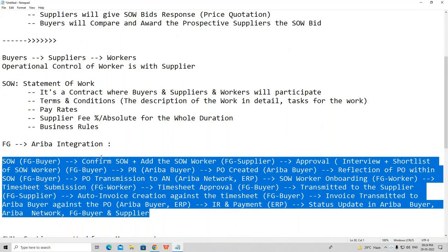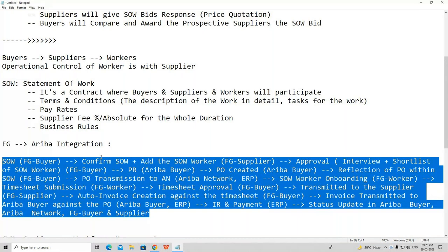Let's suppose we do not have the Ariba buying solution, then how is the process going to work? Will it be with the SAP ERP only, or will there be any touch point with Ariba as well? No. If there is no buying and invoicing solution, then, as I cleared yesterday, you will need to have the ERP, and direct integration of Fieldglass with the ERP will happen. No Ariba buyer, no Ariba network.